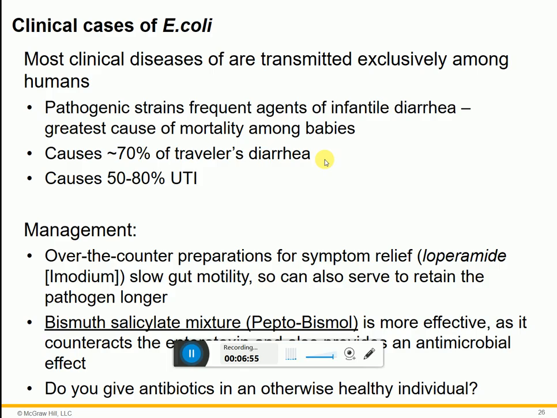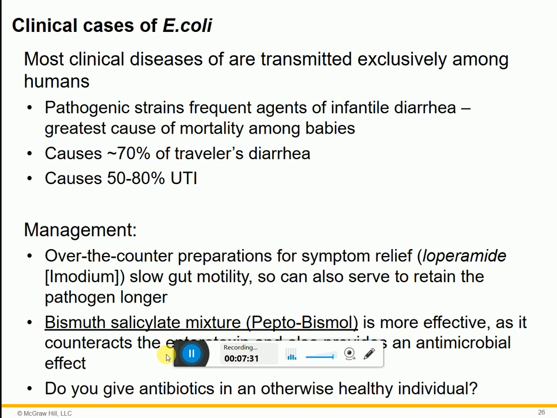Loperamide is an anticholinergic, meaning that it will slow down the intestinal motility, okay, to slow down that diarrhea. So it slows down that gut motility, but a disadvantage of that is that it will keep the E. coli inside of the body. Okay, so we do really want to flush the E. coli out of the body.